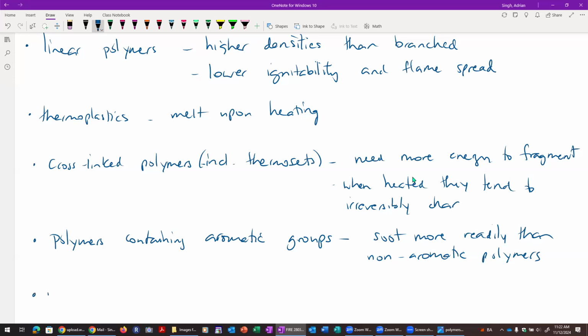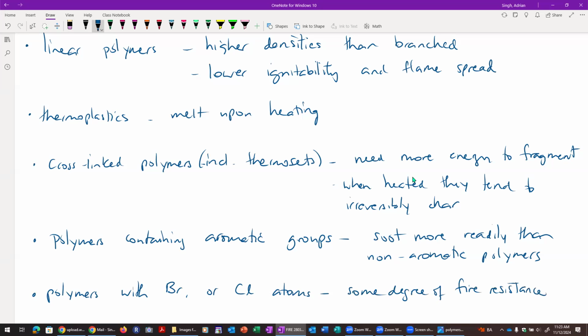And then the last thing, polymers that contain things like bromine, Br, or chlorine atoms, Cl. These tend to have some degree of fire resistance associated with them, a degree of resistance to ignition by small flames.